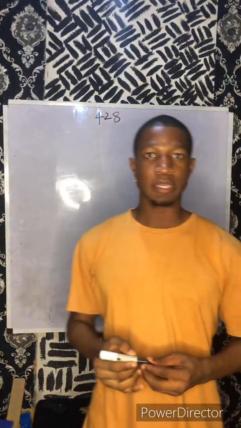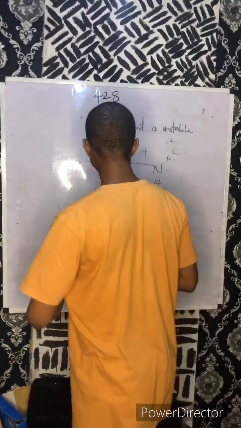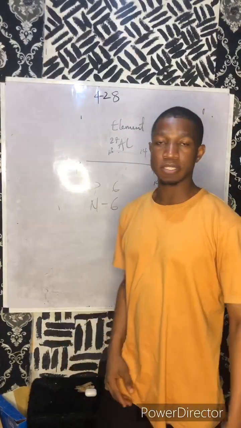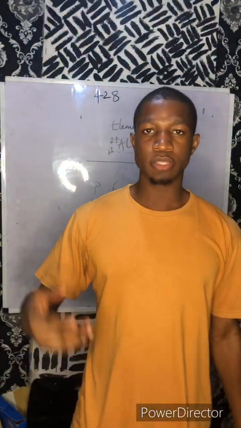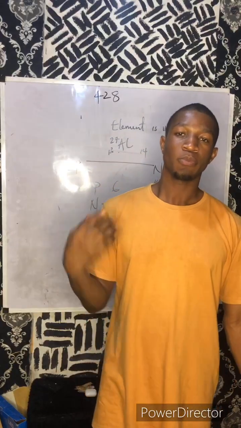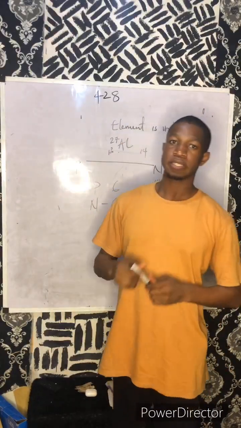Yes, 428, that's radioactivity. So we're going to be doing 428, which is radioactivity, right? Now, radioactivity is the disintegration of the nucleus of an atom with the emission of radiation and energy. That's basically it. With the emission of radiation and energy.